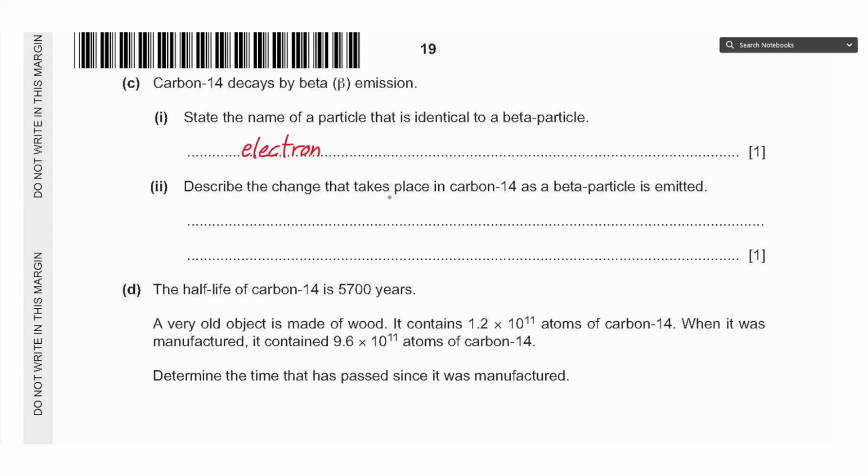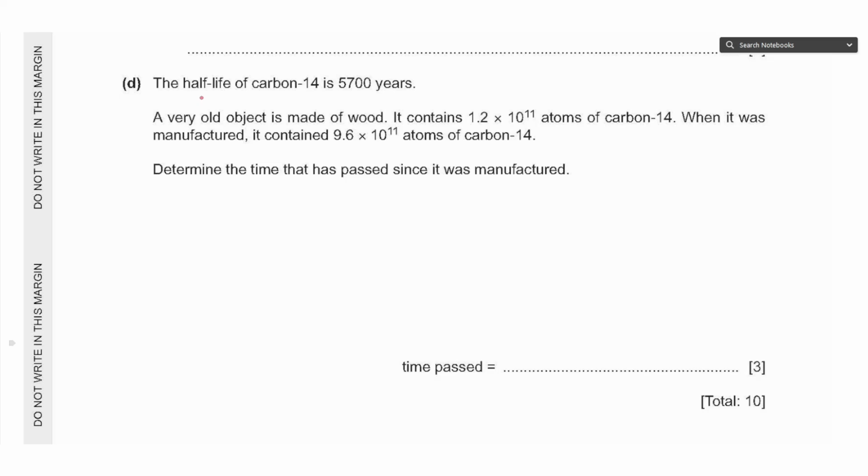Part C(i) says describe the change that takes place in a carbon-14 as a beta particle is emitted. We say that one neutron changes into a proton and an electron is emitted. Question D says the half-life of carbon-14 is 5,700 years. A very old object is made of wood. It contains 1.2 times 10 to the power of 11 atoms of carbon-14. When it was manufactured, it contained 9.6 times 10 to the power of 11 atoms of carbon-14. So we have the initial number of atoms and the final number of atoms, and there was decay in between. We need to determine the time that has passed since it was manufactured.